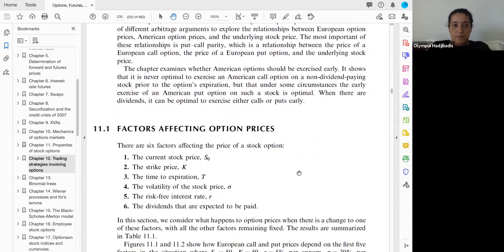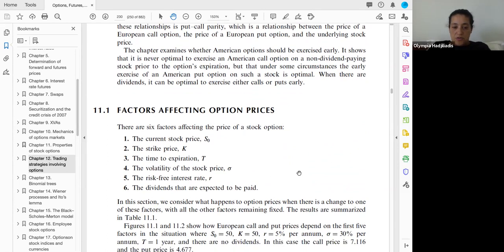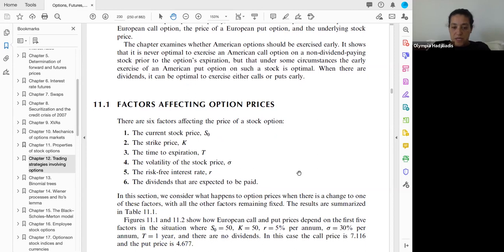So there are 6 factors affecting the price of a stock option. This is the current stock price S0, the strike price K, the time to expiration T, the volatility of the stock price sigma, the risk-free interest rate R, and the dividends that are expected to be paid. In this section, we consider what happens to option prices when there is a change to one of these factors with all the other factors remaining fixed. The results are summarized in table 11.1, so let's look at that.